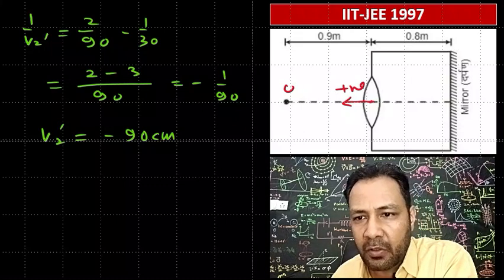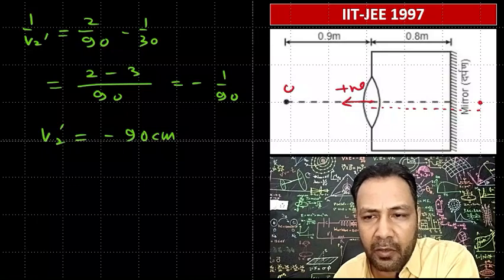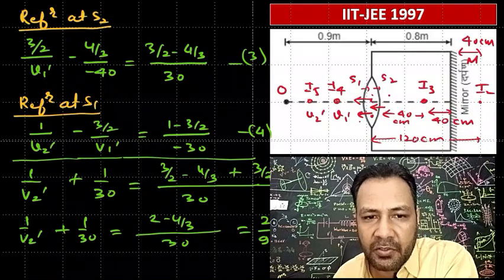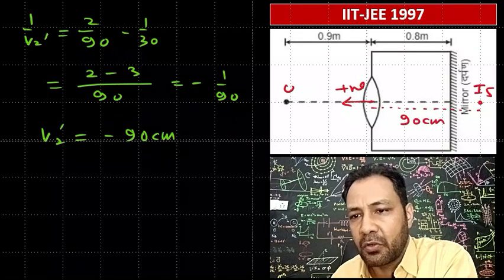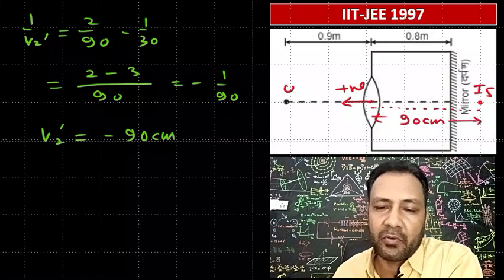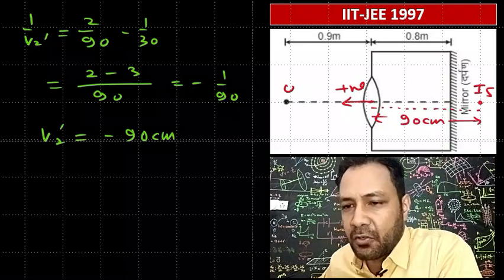So minus 90 means the final image will be to the left of this lens, and that is the final image. I had named the final image as I5 because this was the fifth event, and this is at a distance 90 centimeter to the right of the lens, and that is our answer. So the final image is at a distance 90 centimeter to the right of the lens.